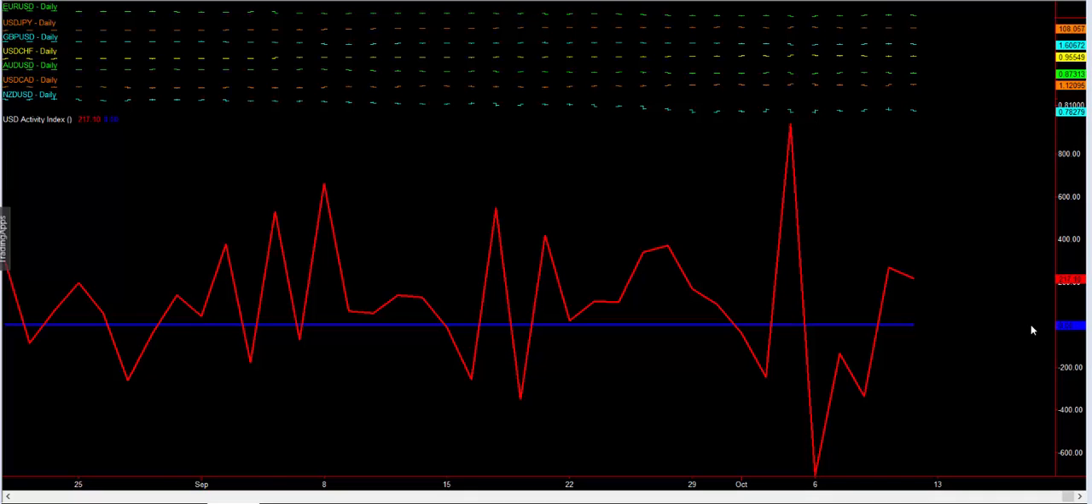Today's trade of the day is a short euro position against the US dollar. Before we look at that trade, however, we want to take a look at our proprietary US dollar index. We can see the US dollar index is quite strong here today. This is our activity index. It is above this blue horizontal zero neutral line, indicating the US dollar is strong against other currencies today.